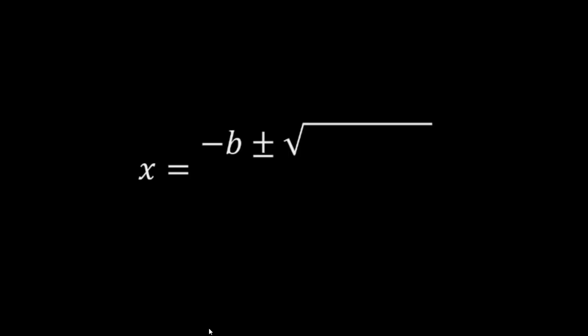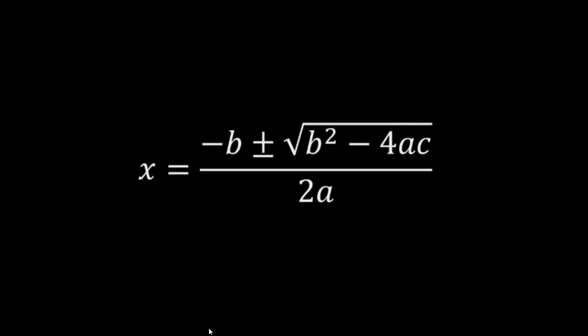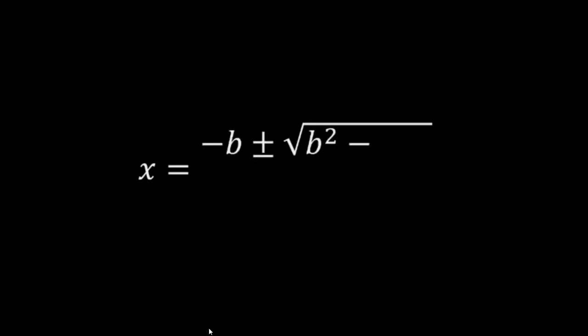X is equal to negative b plus or minus the square root of b squared minus 4ac all over 2a.